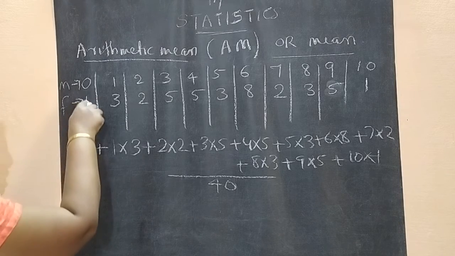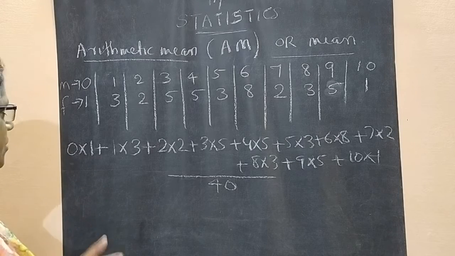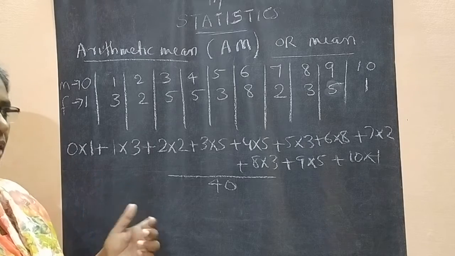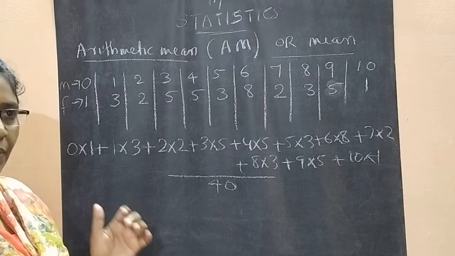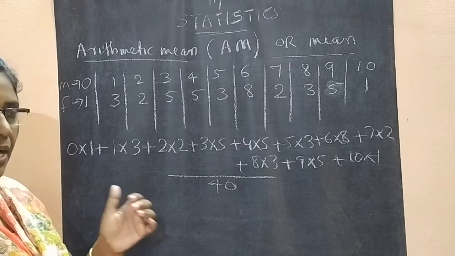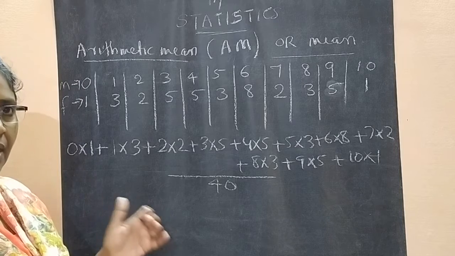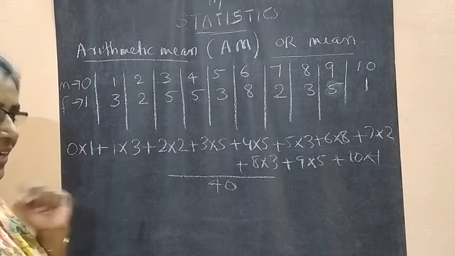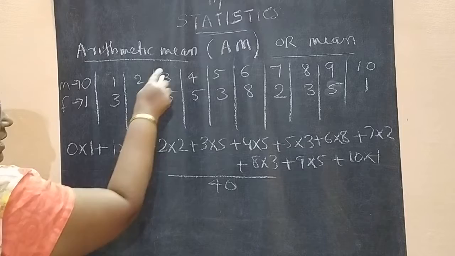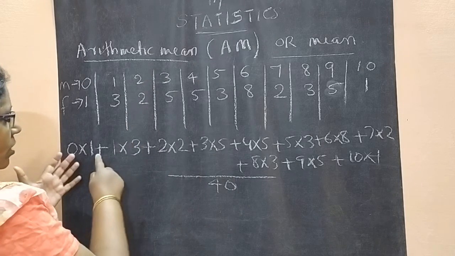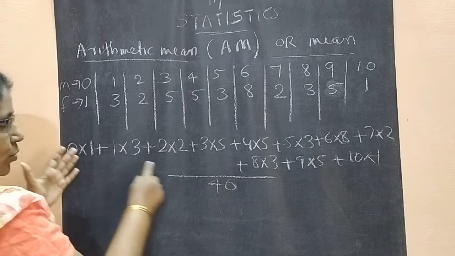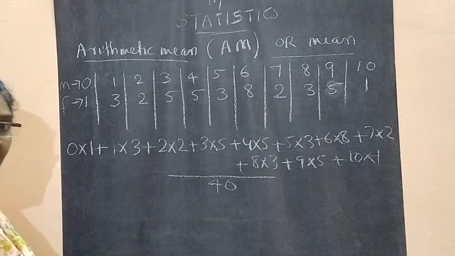No need of counting 0 plus 1 plus 1 plus 1 plus 2 plus 2 plus 3 plus 3 plus 3 and so on. No need of doing like that. We can just multiply and then add. If we do it like this, the method will be easy.